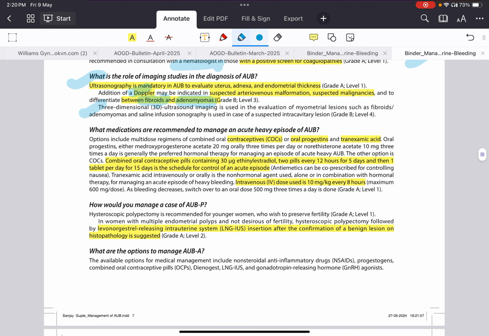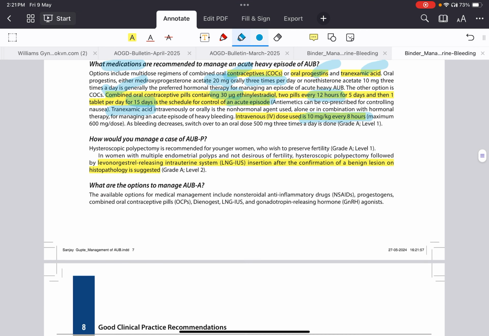What are the different medications used? You'll use OC pills, oral progestins, and tranexamic acid, and you'll mainly look at the dosage of progestins. Like medroxyprogesterone 20 milligram, you'll give 3 times daily, and combined oral pills with 30 micrograms of ethinyl estradiol, 2 pills every 12 hours for 5 days, then 1 tablet for 15 days, and you'll control the acute episode. Tranexamic acid is given as an IV dose of 10 milligram per kg body weight every 8 hours.